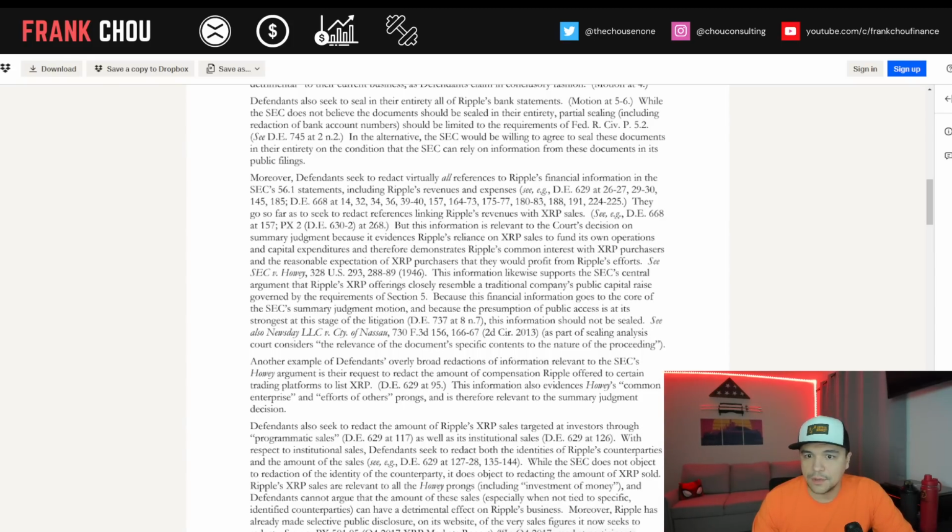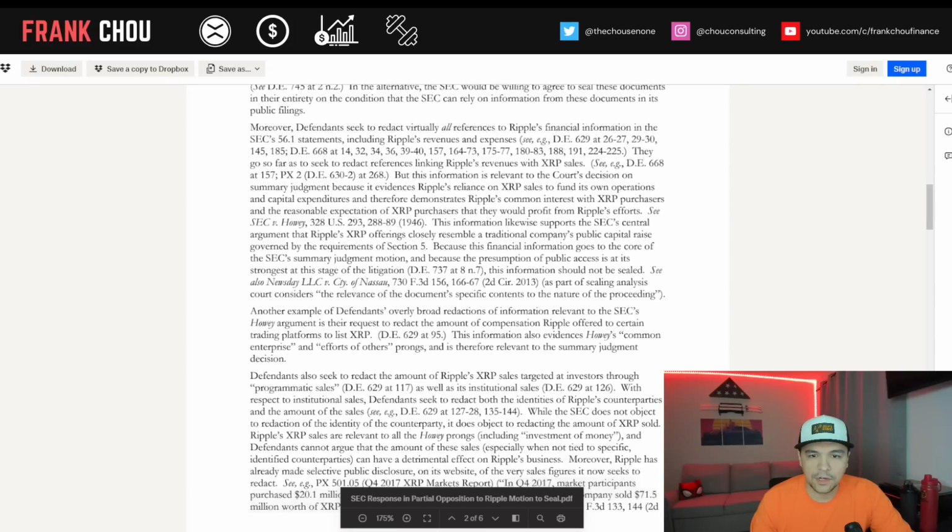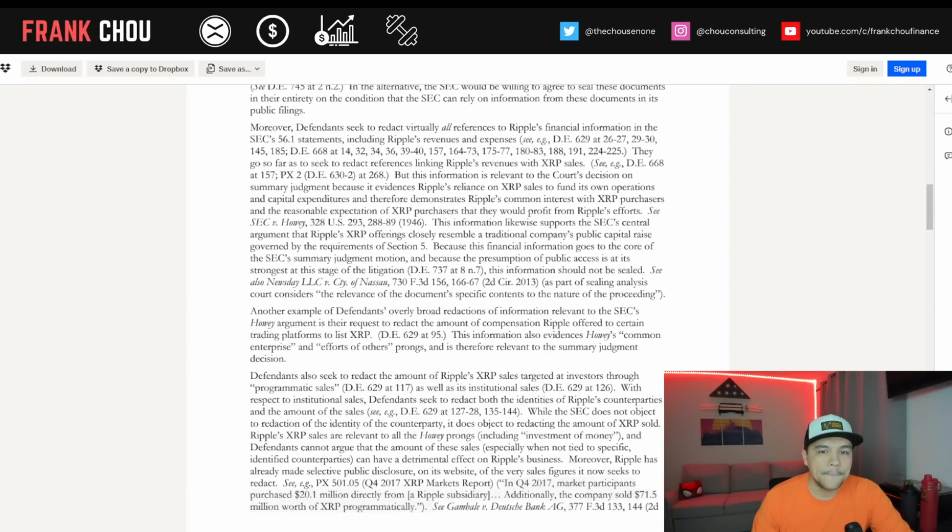Moreover, defendants seek to redact virtually all references to Ripple financial information in the SEC's 56.1 statements, including revenue and expenses, but this information is relevant to the court's decision on summary judgment because it evidences Ripple's reliance on XRP sales to fund its own operations and capital expenditures, and therefore demonstrates Ripple's common interest with XRP purchasers and the reasonable expectation of XRP purchasers that they would profit from Ripple's efforts.